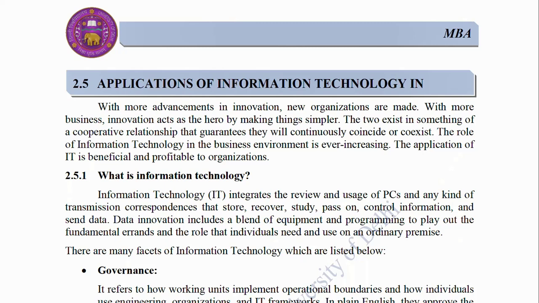The role of information technology in the business environment is ever increasing. The application of IT is beneficial and profitable to organizations.